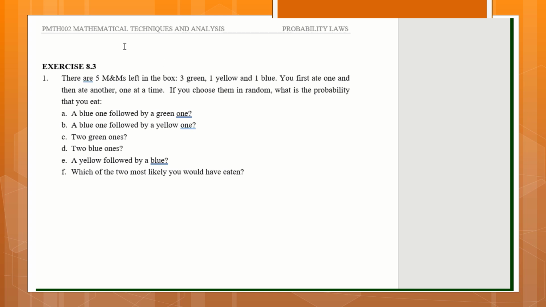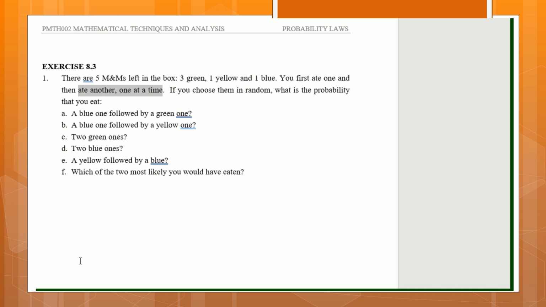Okay, there are 5 M&Ms left in the box, 3 green, 1 yellow, 1 blue. You first ate one and then ate the other. So this is similar to what we did the example in chapter 7's tree diagram. Okay, so you draw out the tree diagram first. Okay, so you branch out first, green, that means you can just call it G, Y, B. Then you branch out 3 again, G, Y, B.